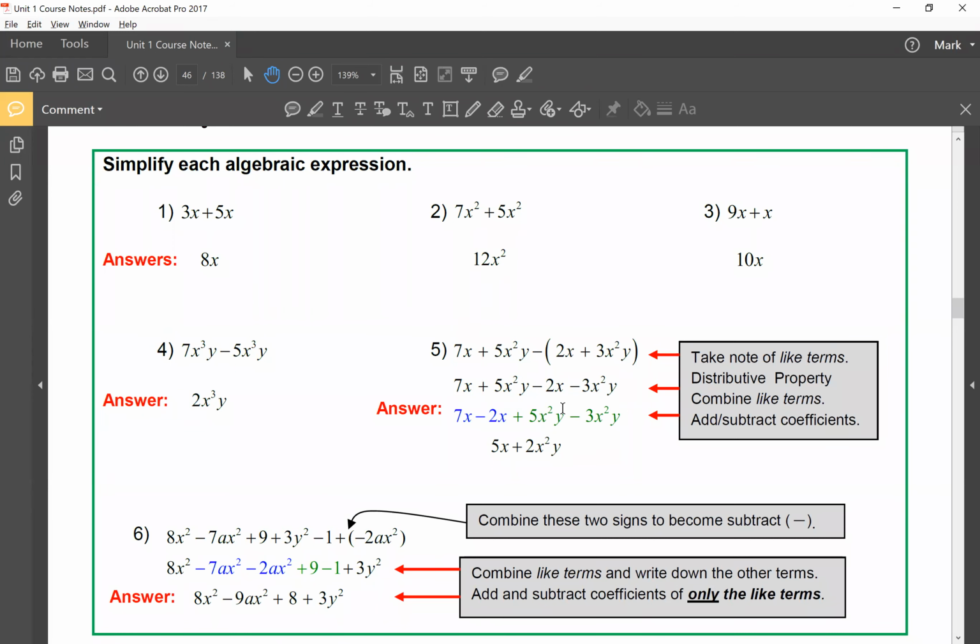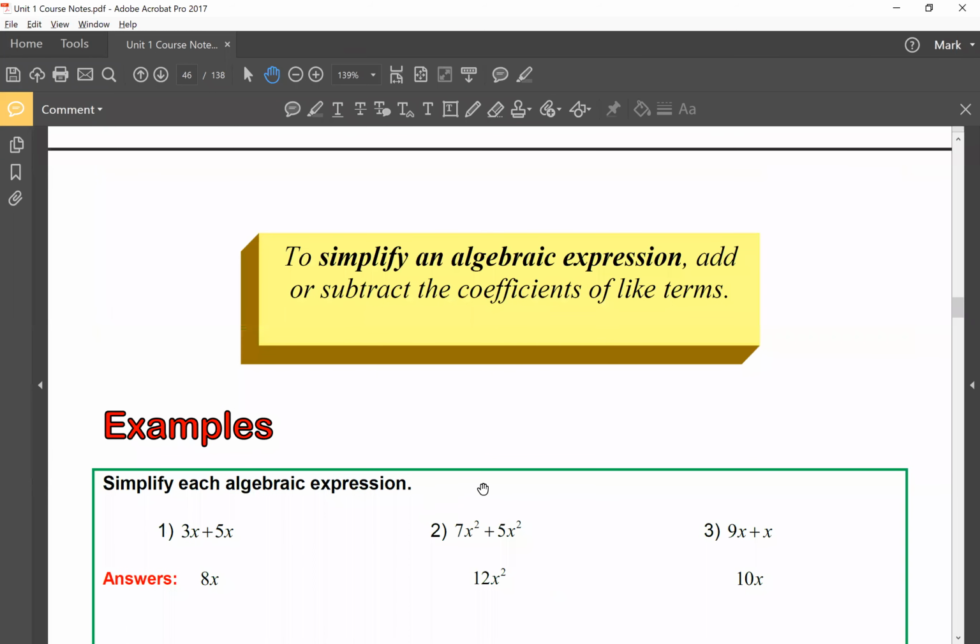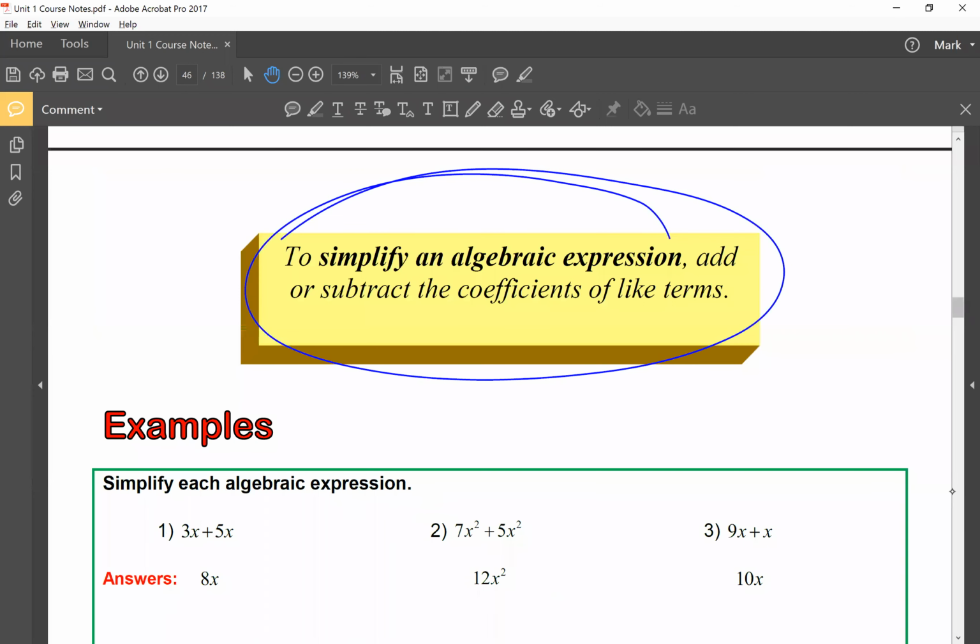The reason we look at like terms is that like terms can be added or subtracted. So for example, 7x plus 7y, there's nothing I can do. 7 apples plus 7 oranges, that's it. That is as simple as it can be.